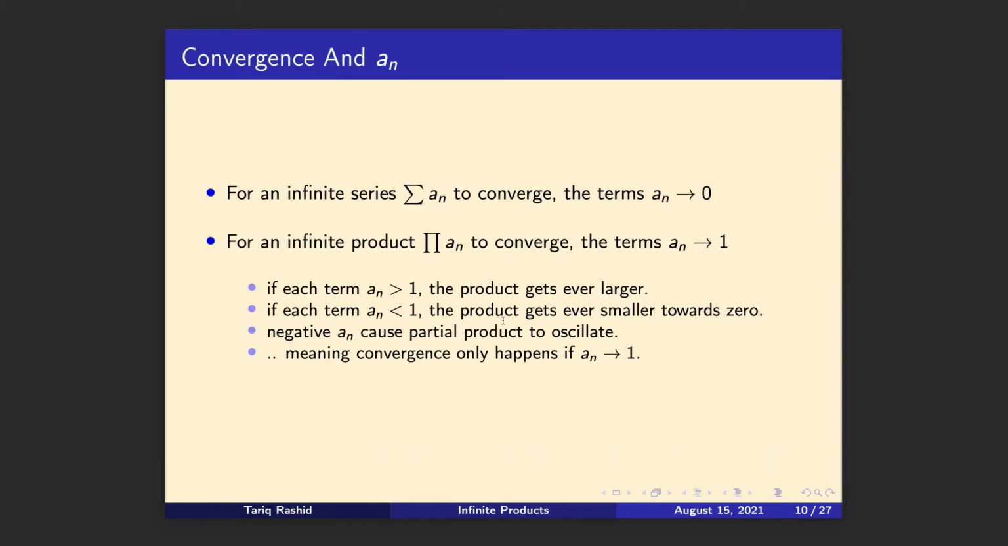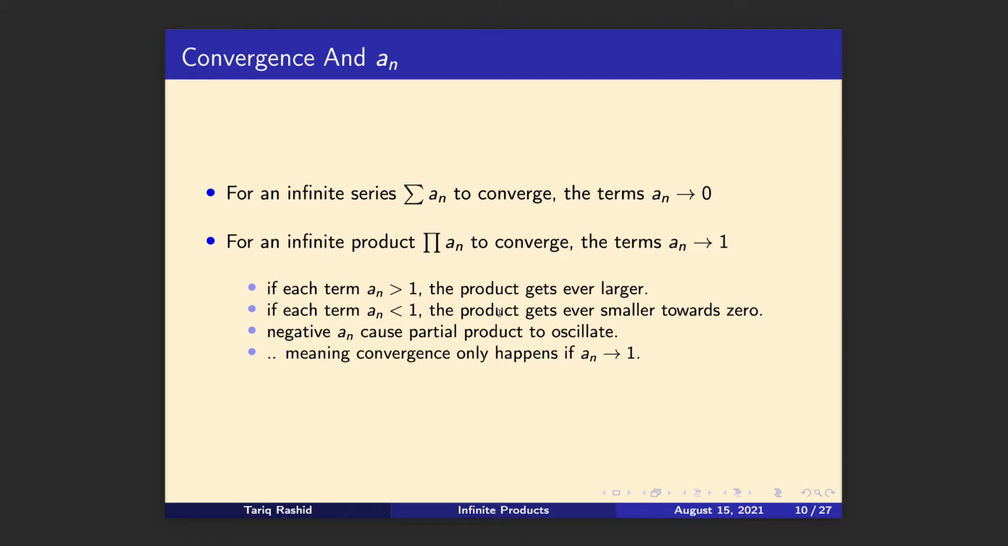So again, looking back at infinite series, we know that with a series, a sum, for the series to converge, the magnitude of the terms has to approach 0. With an infinite product, you can probably work out for yourself that the terms need to approach 1, because if the terms remained more than 1, the product would keep getting larger. If they remained less than 1, the product would get smaller.